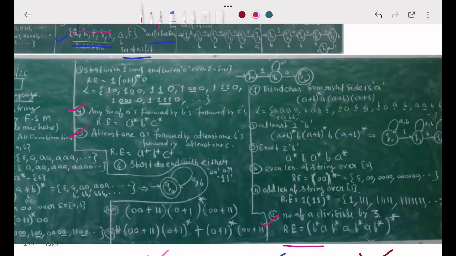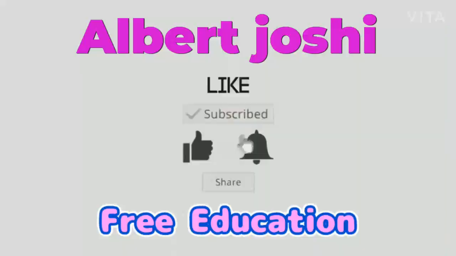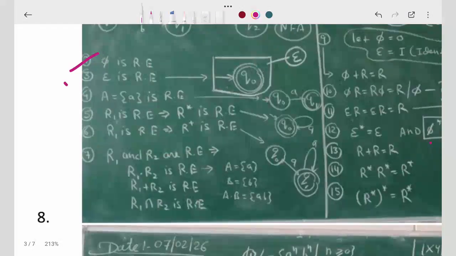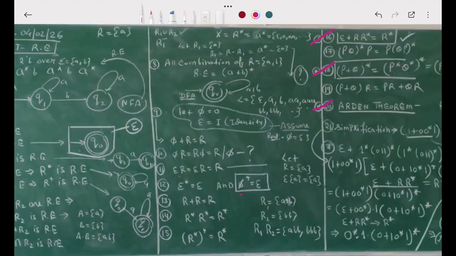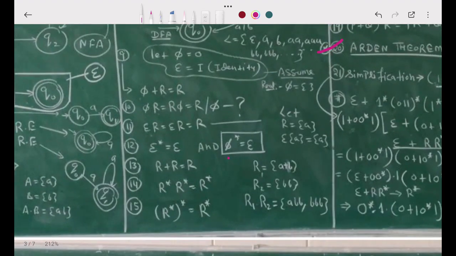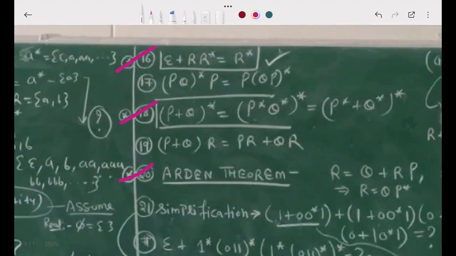What is the regular expression? Properties of regular expressions: phi is a regular expression, and sigma is a regular expression. Any finite set is a regular expression. If any expression is regular, its star and plus are also regular expressions. If any two are regular expressions, their union and intersection are regular expressions. Similarly, R star star is equal to R star. R plus R is equal to R. Sigma star is equal to sigma. Epsilon into R is equal to R. Okay, you can see.